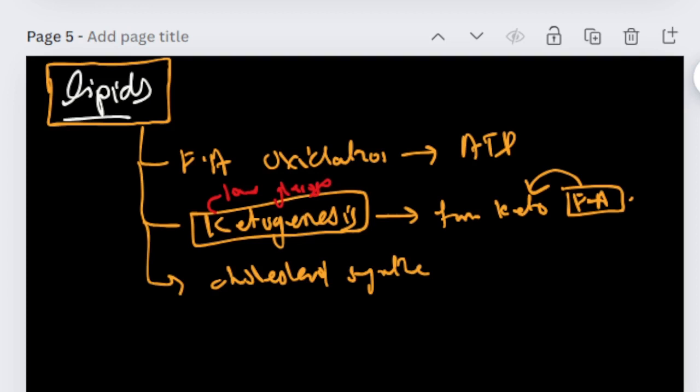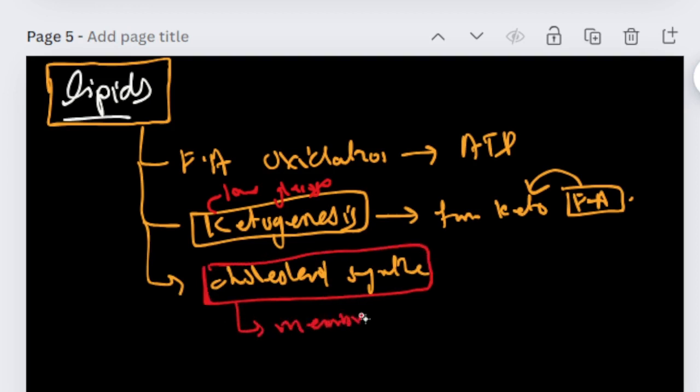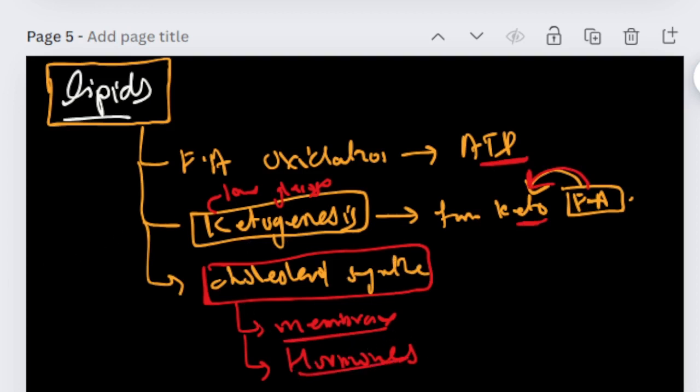Cholesterol synthesis is very important for membranes, because all membranes have cholesterol in them. Another is hormones, which are important components of the body and come from cholesterol. So this is lipids: fatty acid oxidation for ATP, ketogenesis, the formation of ketone from fatty acid, and cholesterol synthesis for membranes and hormone production. So this is all the metabolism.